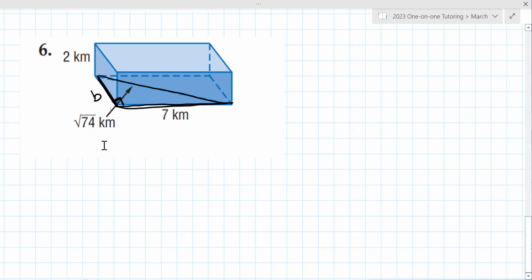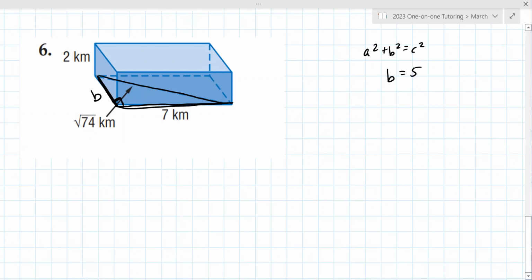Would it be 74 divided by 7? It's the Pythagorean theorem, a squared plus b squared equals c squared. Oh, okay. So it would be 74 minus 49. 25, square root, and that would be 5. Okay, so the side length is 5 in this problem.